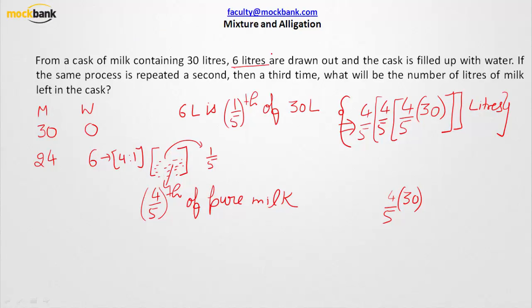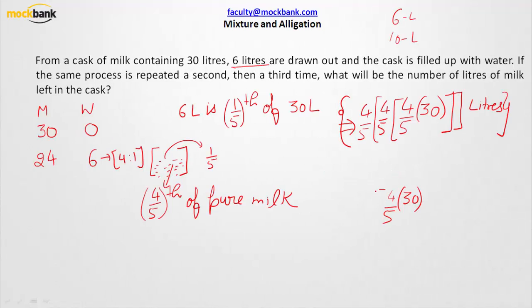Now say another time, first I'm taking 6 liters out, then I'm taking 10 liters out. So 10 liters would be nothing but how much? 1/3. So 1/3 is gone. So what are you left with? 2/3. Do you understand what I'm doing? So that is how we have to approach this problem.